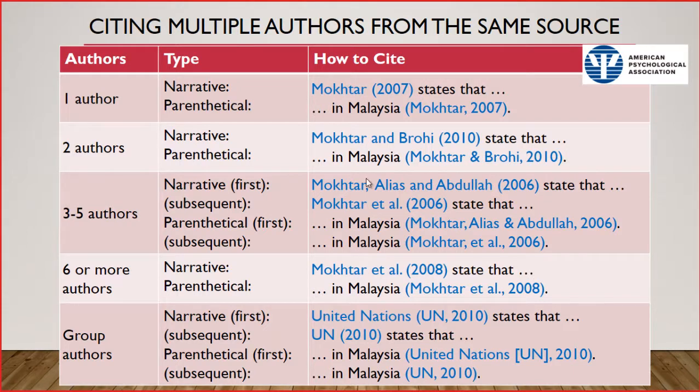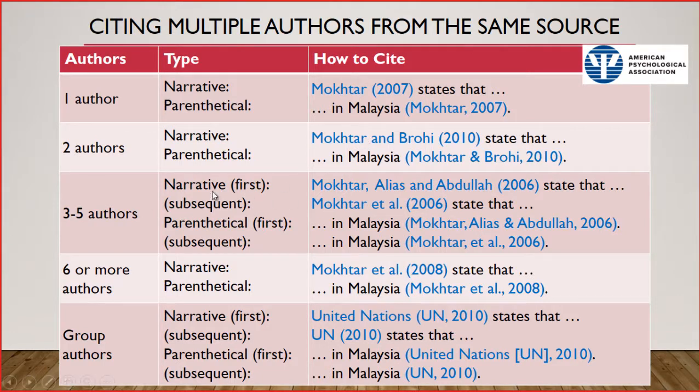Okay. For 3 to 5 authors, let's say this is a big group for one article, there is what we call the first and subsequent. First means the first time you use it in your writing, this is how it is done. Subsequent is the second time, the third time, the fourth time, and so on. So this is the way it is done.